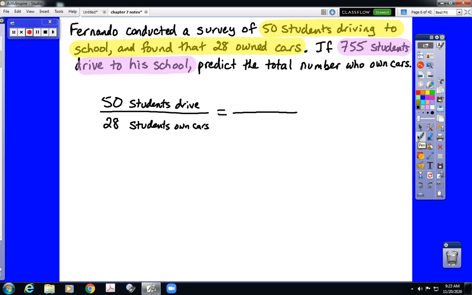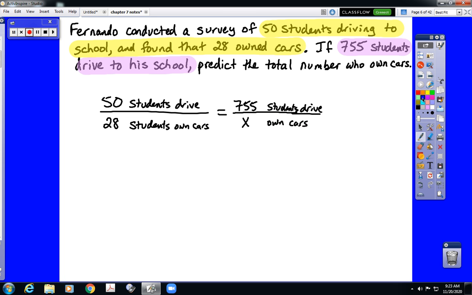So we have to ask ourselves, is 755 a number that relates to 50 or 28? That's where the units come in. This number is talking about students that drive to school. So 755 would be paired with 50 because it has the same units. That's students that drive to school. We're trying to predict how many of those students own cars, so that's where our variable goes.